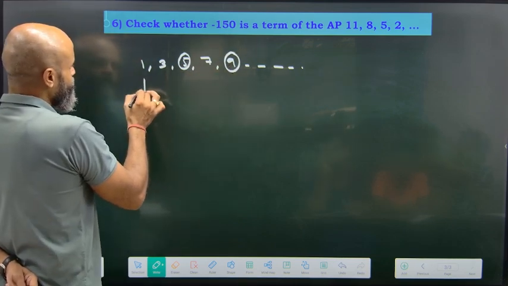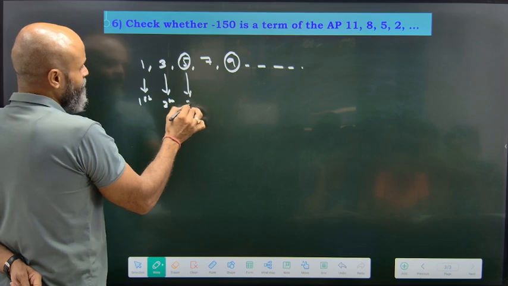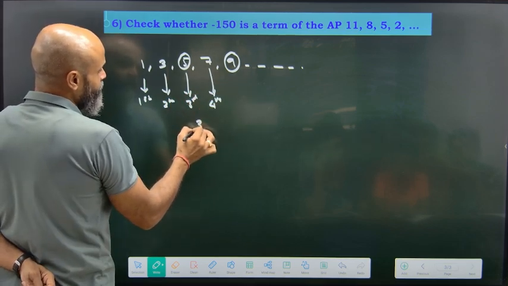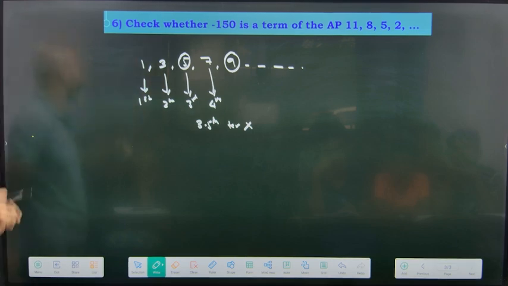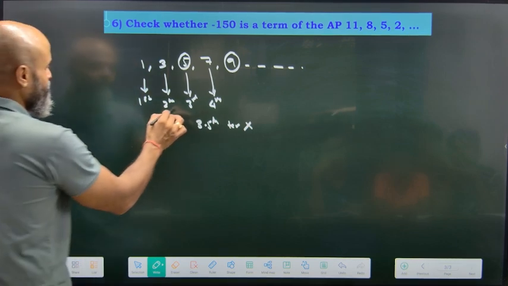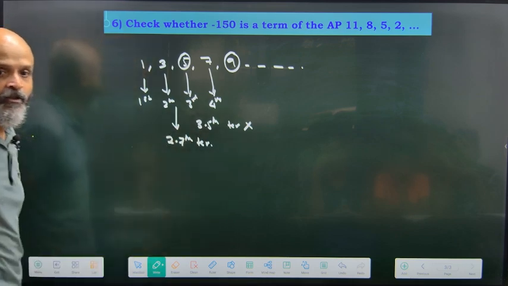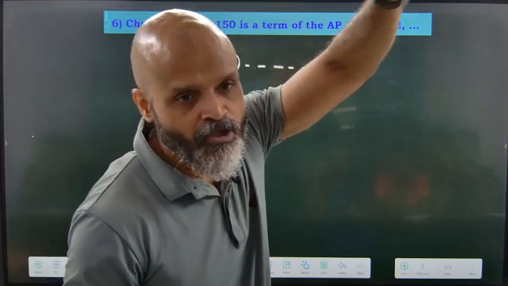So here this is the first term, this is the second term, this is the third term. Do we have something called a 3.5th term? This is not possible. There is no 3.5 term. Or do we have something called a 2.7th term? No, this is also not possible. So all terms have to be perfectly natural or whole numbers.